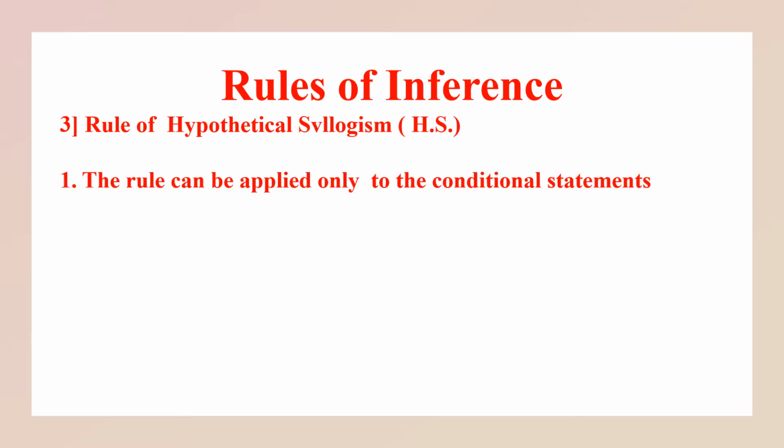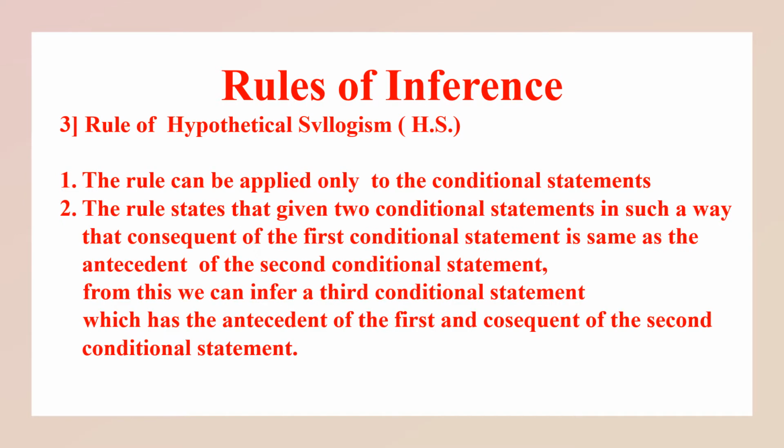Let us see. The rule can be applied only to the conditional statements. The rule states that given two conditional statements in such a way that the consequent of the first conditional statement is same as the antecedent of the second conditional statement, from this we can infer a third conditional statement which has the antecedent of the first and the consequent of the second conditional statement.